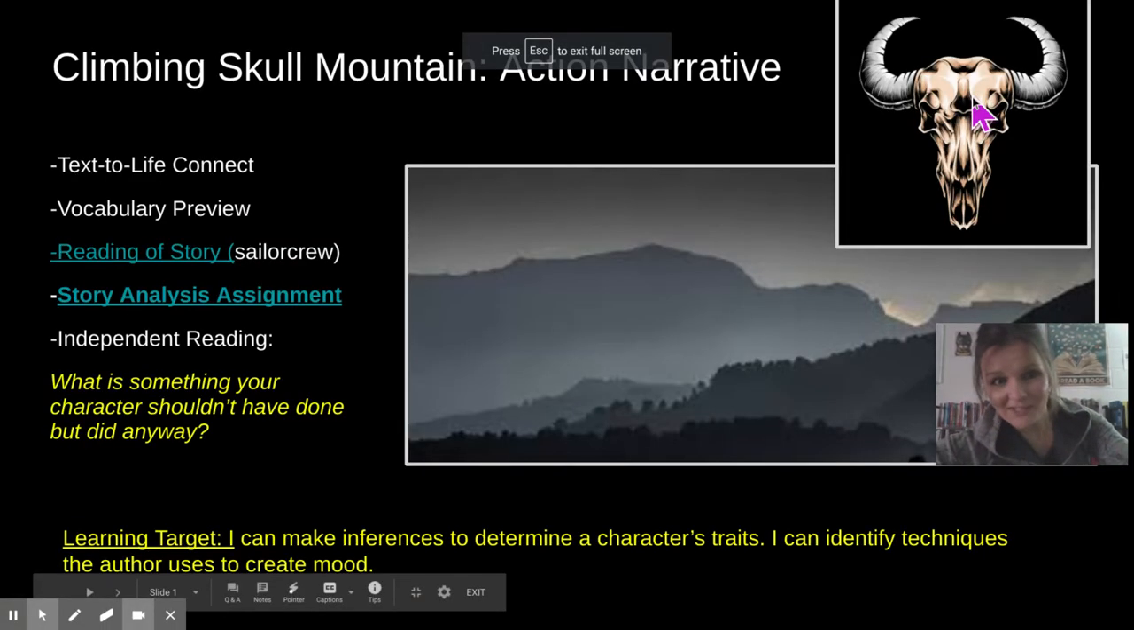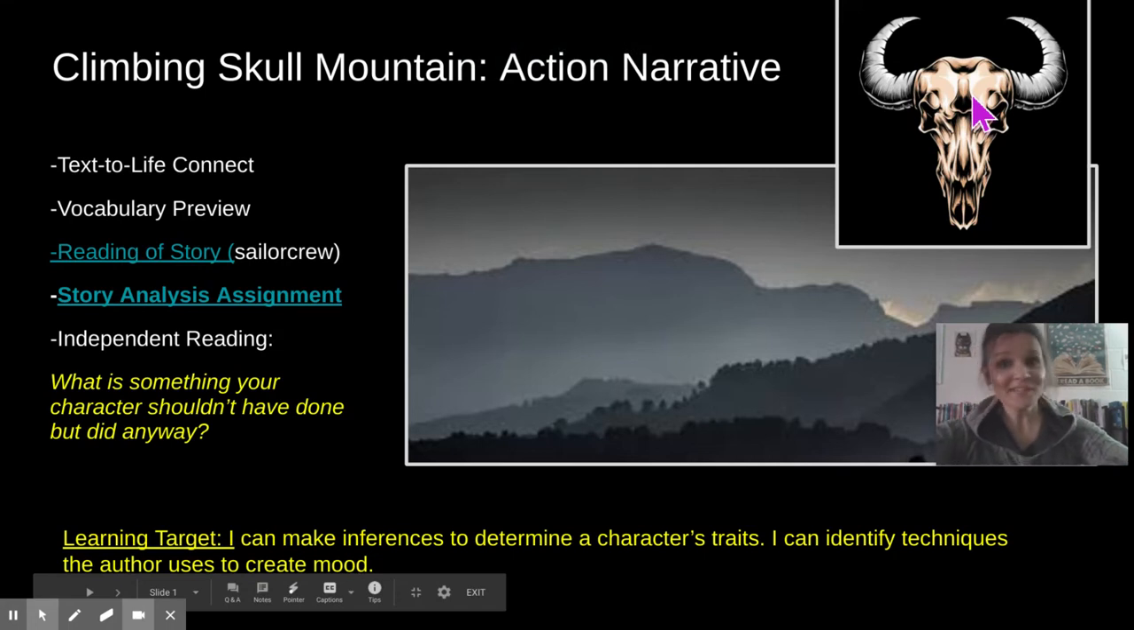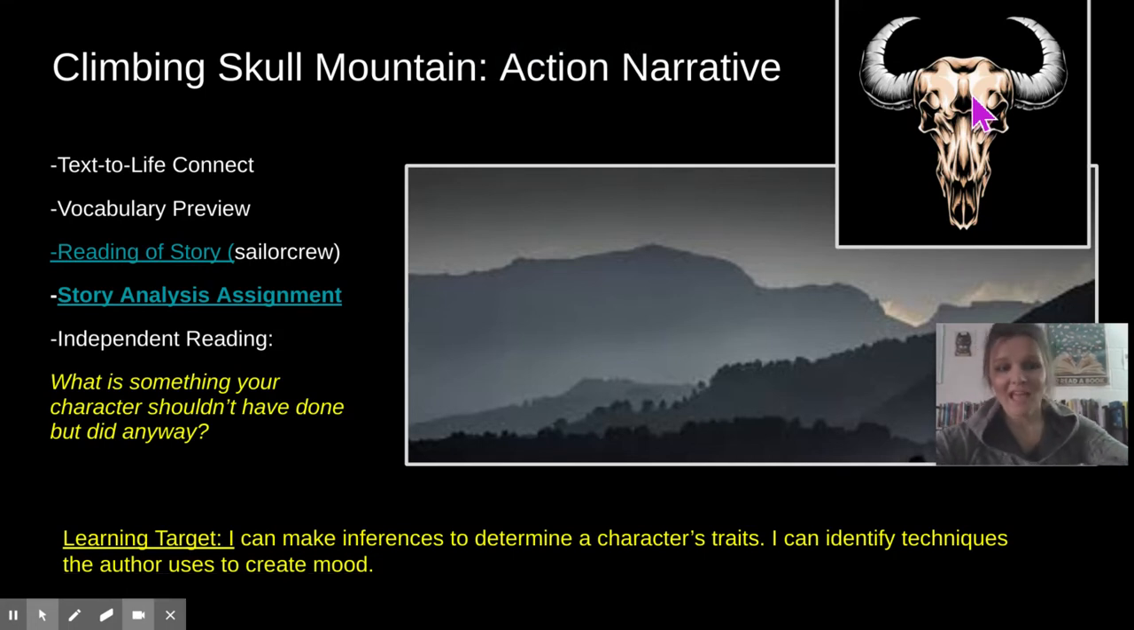Welcome to Language Arts. Today we're going to be reading a really short piece called Climbing Skull Mountain. It's an action narrative, and our learning target is this: I can make inferences to determine a character's traits.